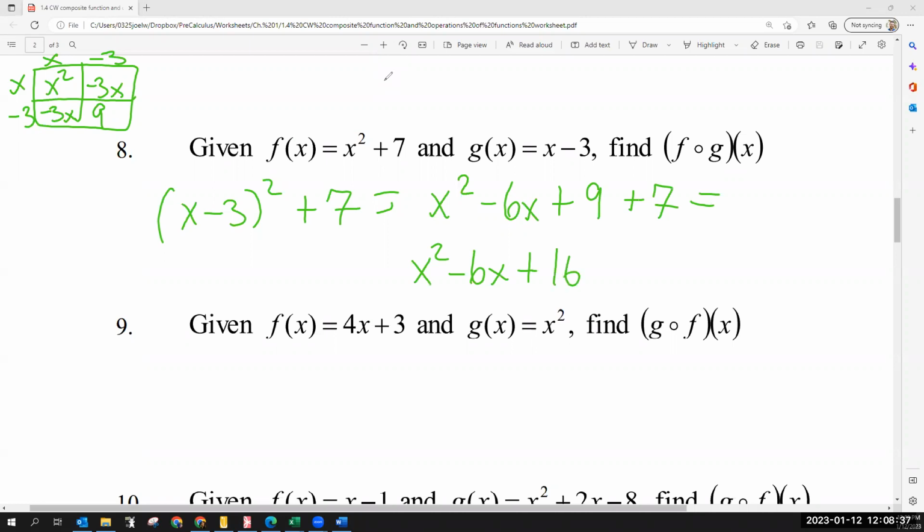Very good. Thank you. All right. So this was, I think, the first time that we call it squaring a binomial. The squaring a binomial trap came up. So make sure we're watching out for those.